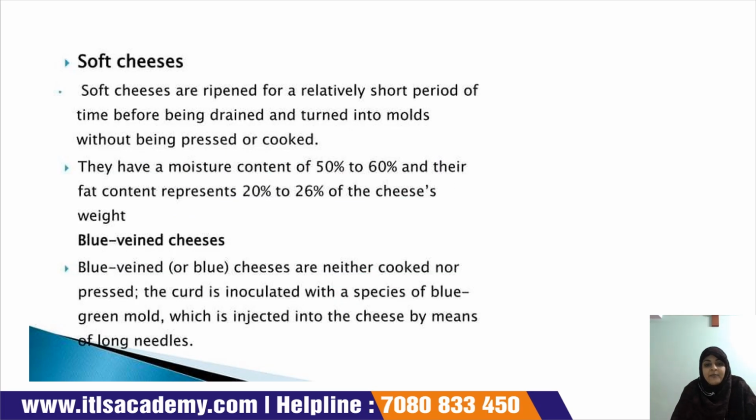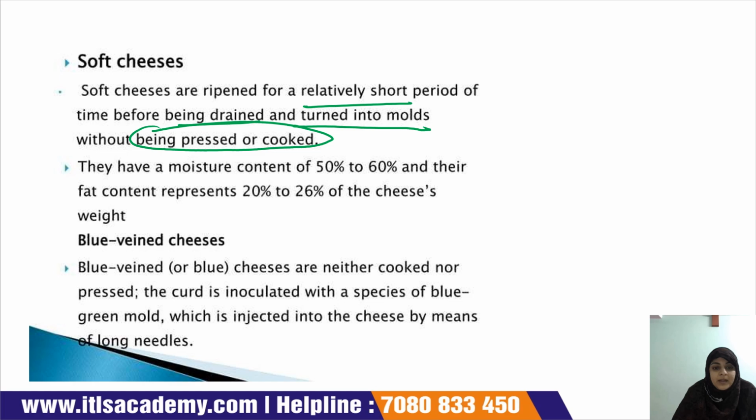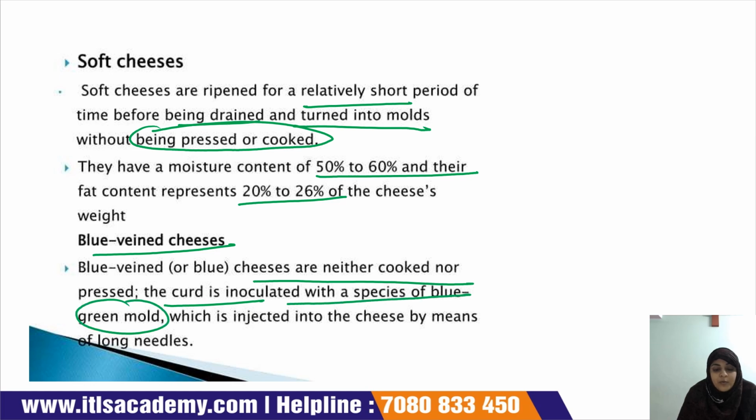Soft cheeses are ripened for a relatively short period of time before being drained, and they turn into a mold without being pressed or cooked. They have a moisture content around 50 to 60% and a fat content around 20 to 26%. Blue vein cheeses are neither cooked nor pressed. The curd is inoculated with a species of blue-green mold, which is injected into the cheese by means of long needles.